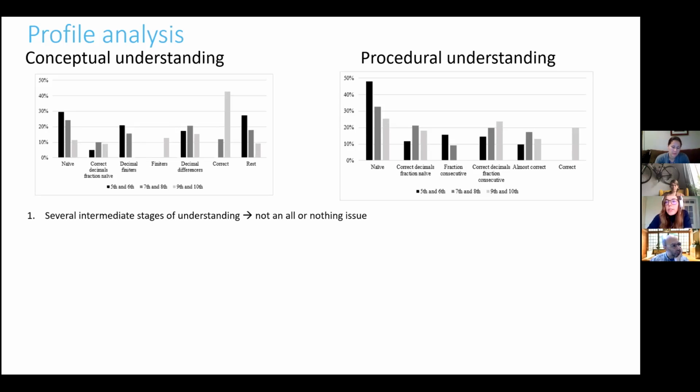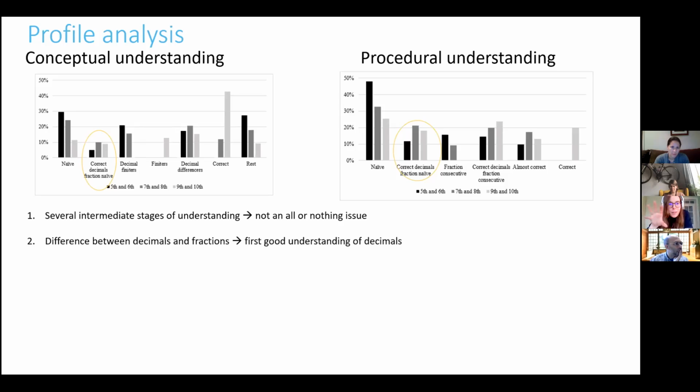So it's not an all or nothing issue, because if that would be the case, then we would only find learners who have a naive profile of density and learners who have a correct profile. But you can see that both with the conceptual items and procedural items, we found several other types of profiles of learners.